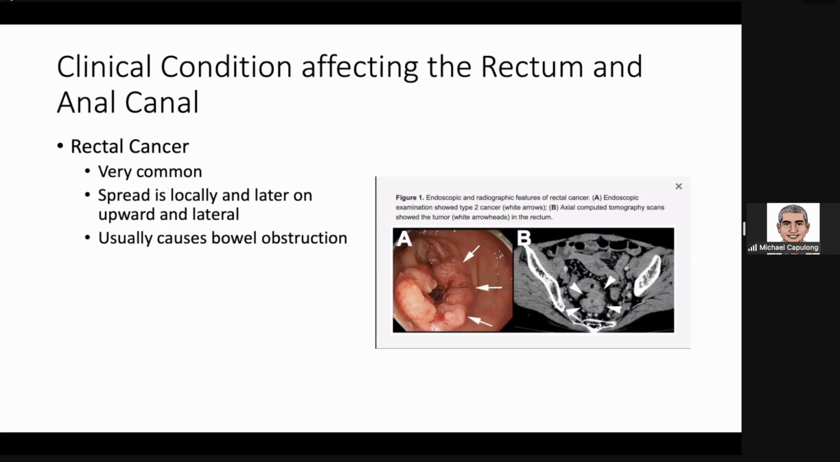Rectal cancers or rectal carcinomas are also very common. It is one of the common causes of bowel obstruction in patients, especially in the elderly. On the right, you see again a colonoscopic picture showing the rectal mass almost completely obstructing the lumen of the rectum. Spread is local, as you can see in the CT scan on the right, affecting the other pelvic structures. Management is primarily resection of the involved segment of the rectum.